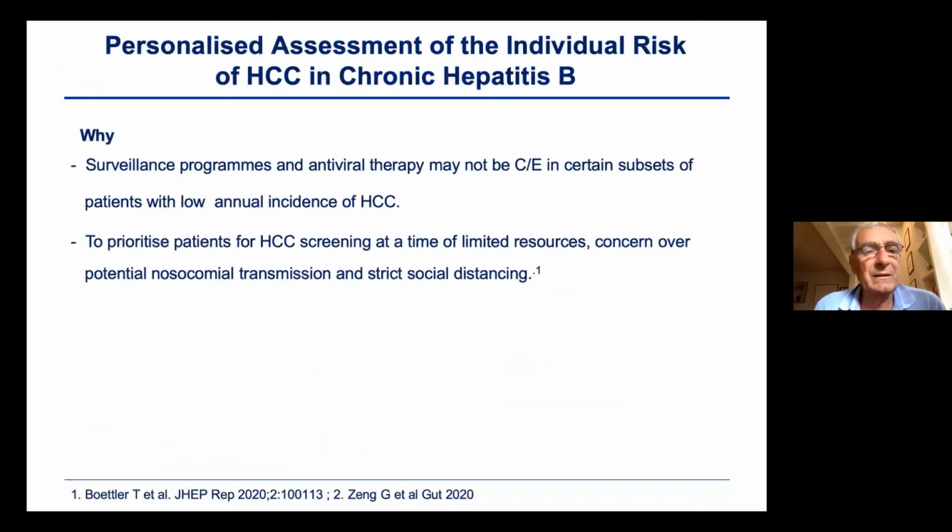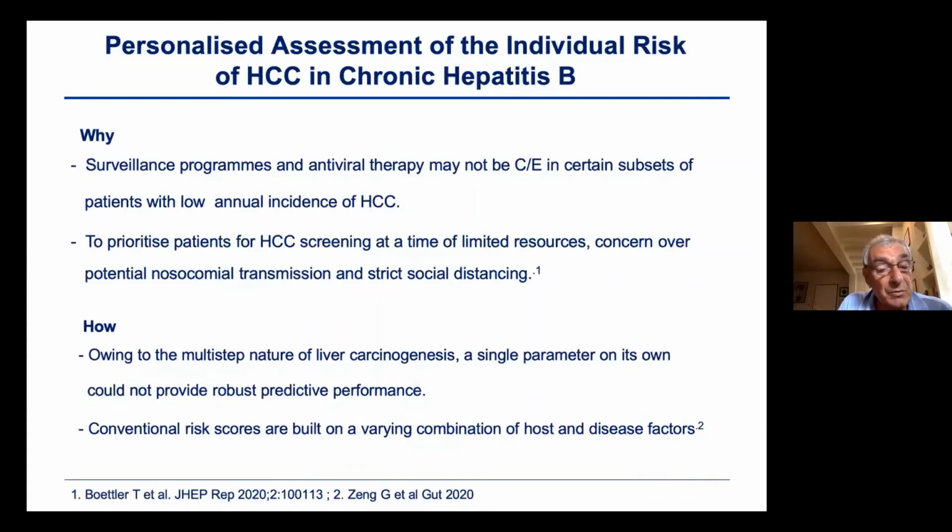And I wish to start by telling you that the analysis of the personalized assessment of the individual risk of liver cancer in chronic hepatitis B patients must be regarded in the context of our efforts of improving early diagnosis and treatment of patients with liver cancer related to chronic infection with hepatitis B. So I will briefly discuss the why and the how. Why personalized assessment of the individual risk? Because surveillance programs, as well as antiviral therapy of hepatitis B, may not be cost-effective in certain subgroups of patients, exactly those who have a low annual incidence of liver cancer. And currently, in this COVID era, to prioritize patients with liver cancer screening at a time of limited resources and the concern of a potential nosocomial transmission and strict social distancing.